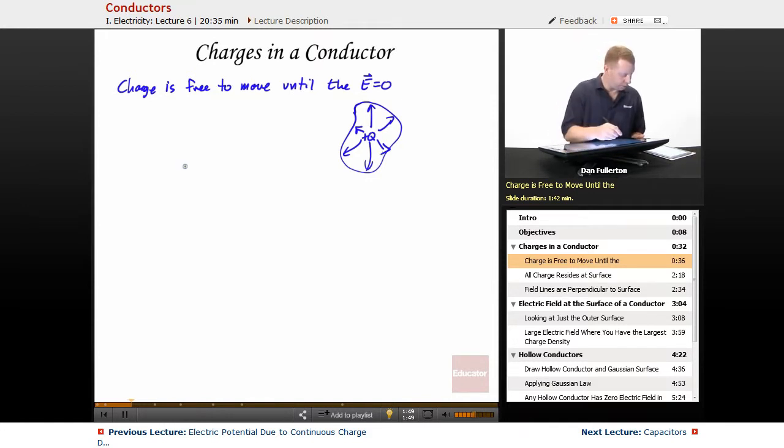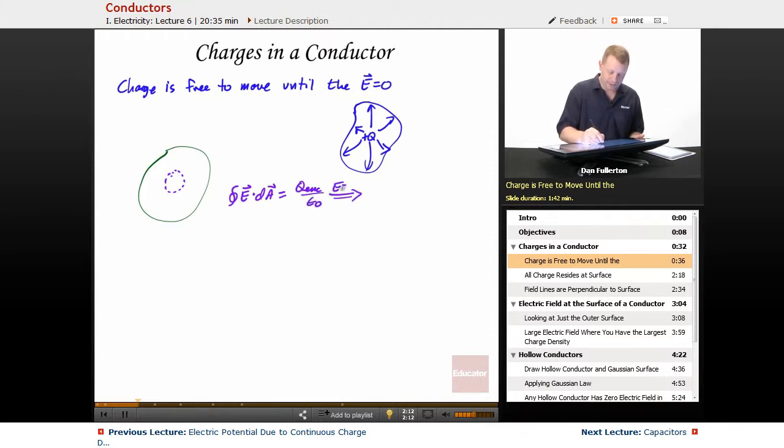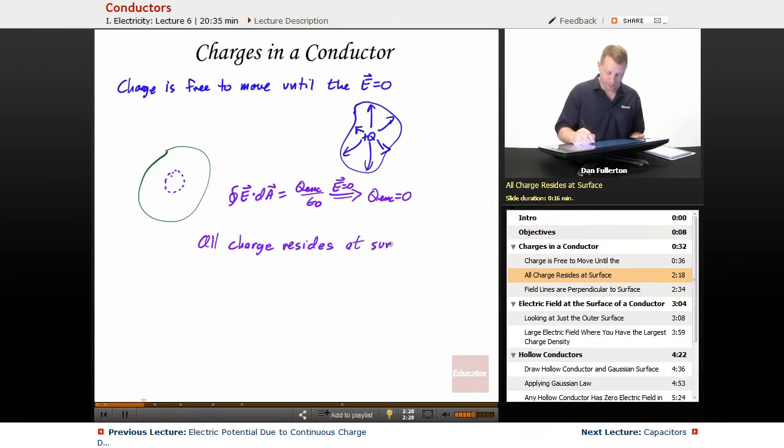We could also go and draw a Gaussian surface inside a conductor. Let's put our Gaussian surface something like that. As we draw our Gaussian surface, we could look at it from Gauss's law perspective, the integral over the closed surface of E dot dA is the enclosed charge divided by epsilon naught, but we just said that the electric field must be zero, therefore the enclosed charge is going to be zero. All the charge has to reside at the surface. Not in the bulk of a conductor.